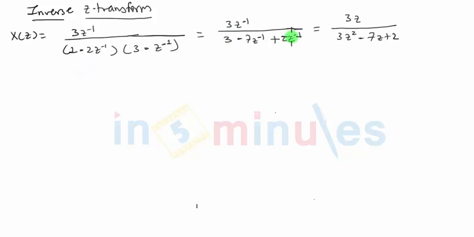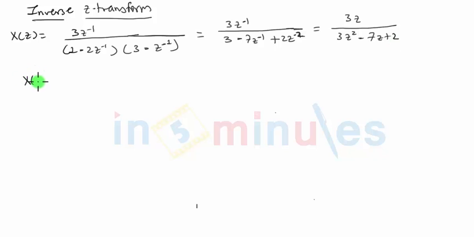How will you do that? This will be z^-2, because 2z^-1 and z^-1 will give you 2z^-2. So you'll have to multiply numerator and denominator with z^2. If I do that, z^2 into z^-1 will become z. 3z^2 minus 7z^-1 into z^2 will be minus 7z, and z^2 into z^-2 will become 1, so we'll be left with 2 here.